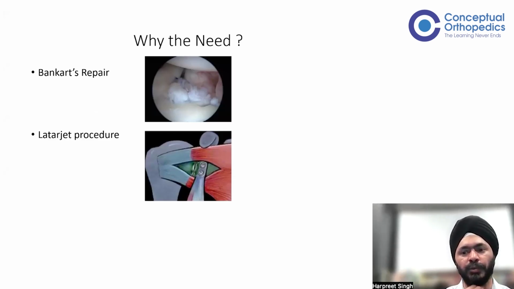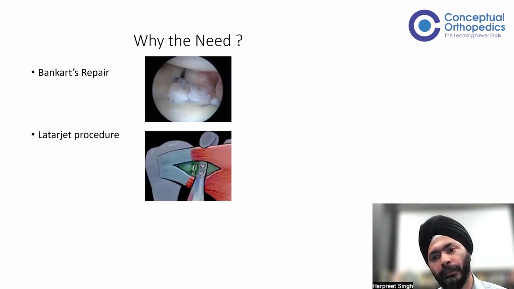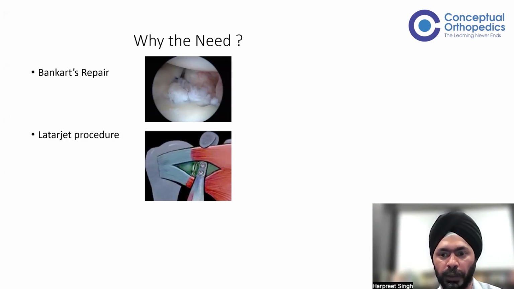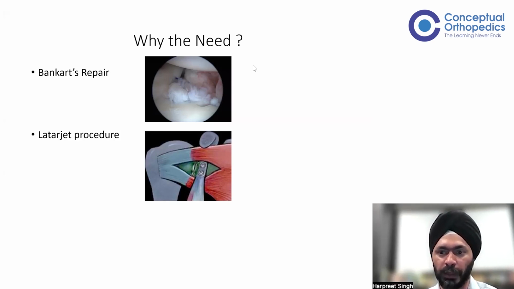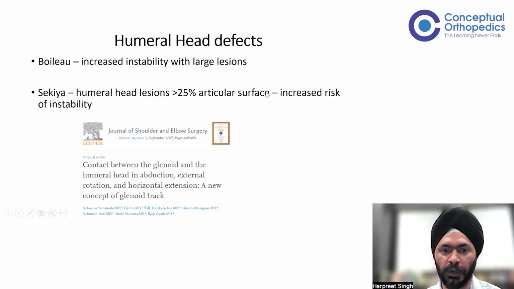Remplissage. Why do we need a Remplissage procedure? We already have a Bankart's repair when there is only a soft tissue lesion, the Bankart's lesion, when there is detachment of the anteroinferior labrum. And we also have the Latarjet procedure when we have a glenoid bone loss. So we already have a procedure which deals with the soft tissue lesion, and a procedure which deals with the glenoid bone loss. So what's the need for another procedure? The need is because both of these procedures do not actually deal with the humeral head defects.